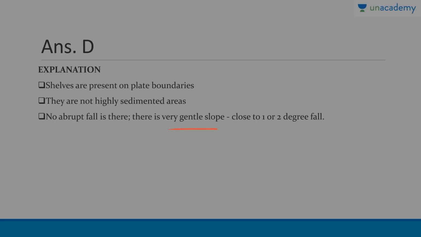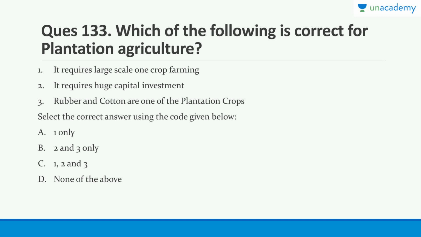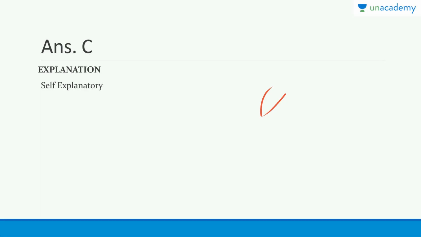Okay. Question number 133. Which of the following is correct for plantation agriculture? It requires large scale one crop farming. Absolutely correct. It requires huge capital investment. 100% correct. Rubber, cotton are plantation crops. 100% correct. The answer is C. 1, 2, 3 typically happens like this; this is the typical example of a plantation crop.